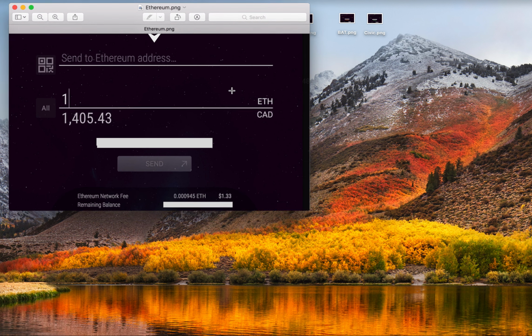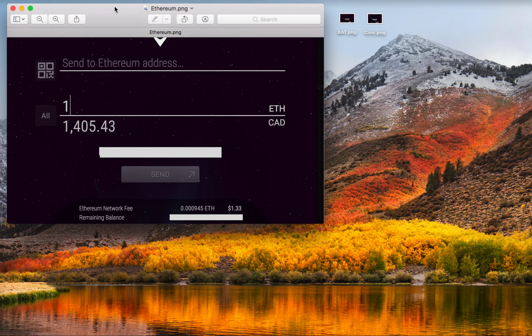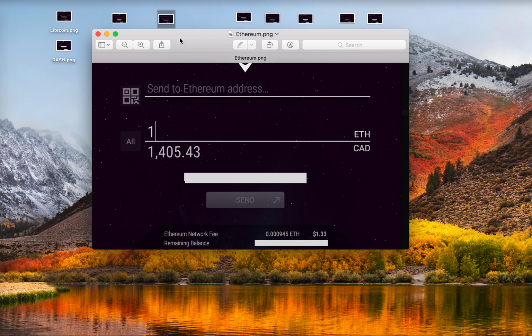Ethereum, a very popular crypto coin or currency. It is a platform. It is used for many different things. Smart contracts mostly. Much smaller transaction fee. One Ethereum would only cost .0000945 Ethereum to send it, approximately $1.33 at today's value, and much more reasonable to move Ethereum around.